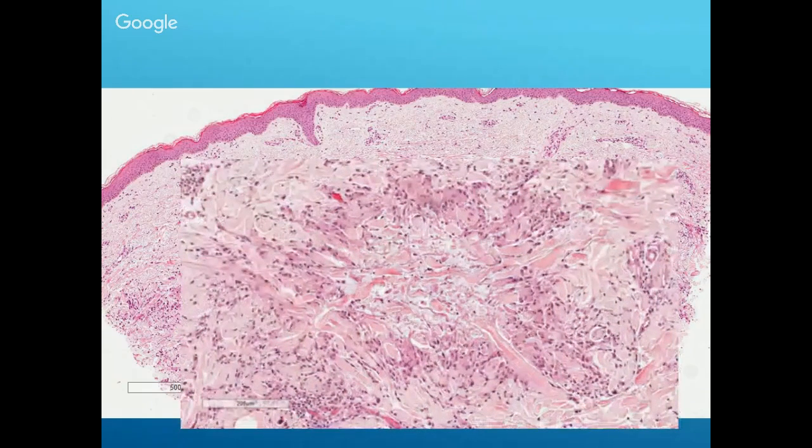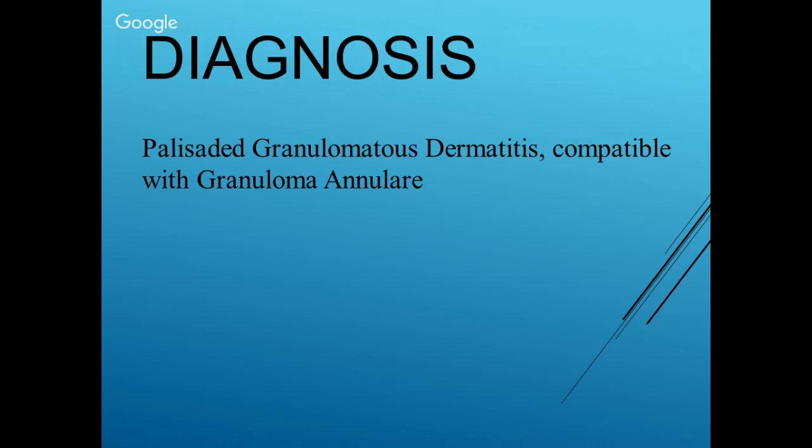So this is just showing you. If you look at the collagen here, this is normal collagen. Here the collagen is a bit altered, and that is known as altered collagen or necrobiosis. You're going to read about necrobiosis. If you do a mucin stain, there's going to be increased mucin in this area. All these are macrophages. So a palisaded granuloma that is formed around necrobiotic or altered collagen is the classic thing that you're going to see in a palisaded granulomatous reaction pattern, and that is palisaded granulomatous dermatitis compatible with granuloma annulare.